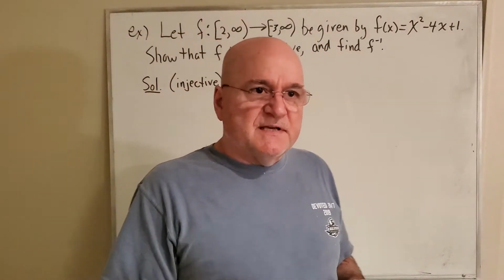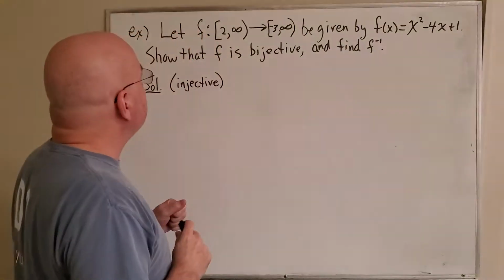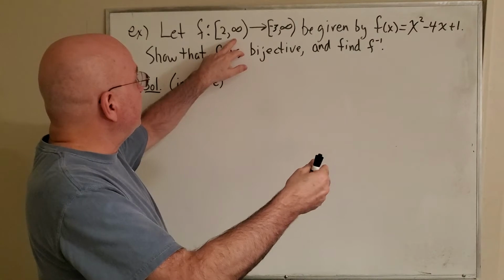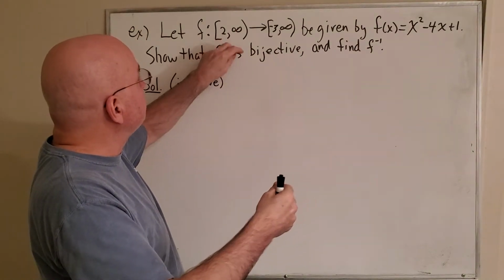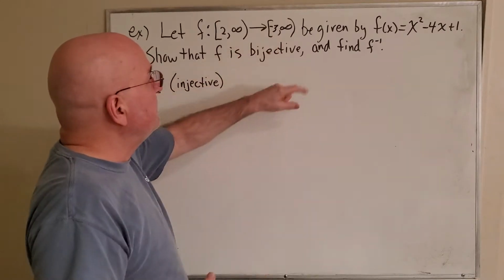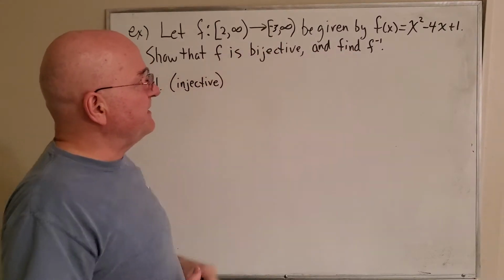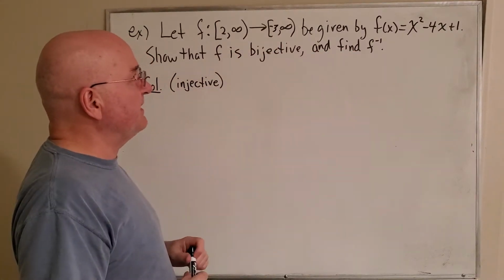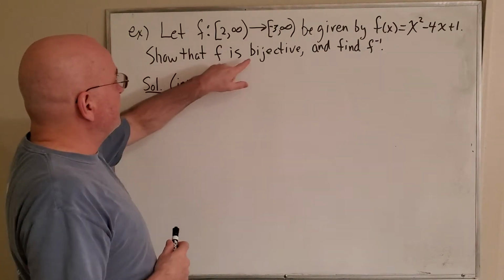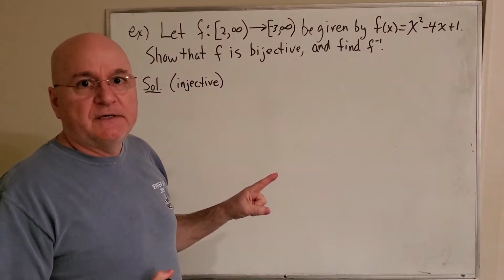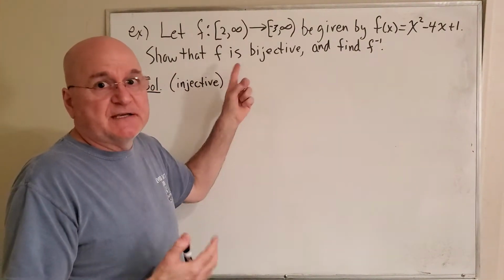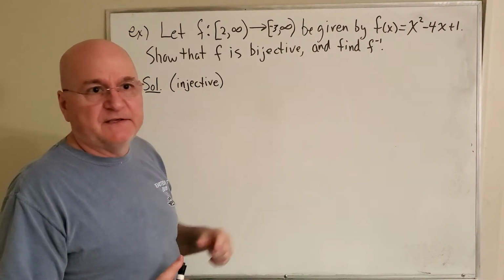All right, well, in this example, we're given a function f with this domain, 2 to infinity, includes 2, going into the range -3 to infinity, given by this function right here. f of x is x squared minus 4x plus 1. We need to show that f is bijective, meaning 1 to 1 and onto, and then after that, if it's bijective, we know it has an inverse, so we'll find the inverse.